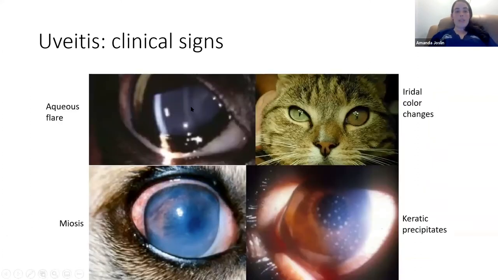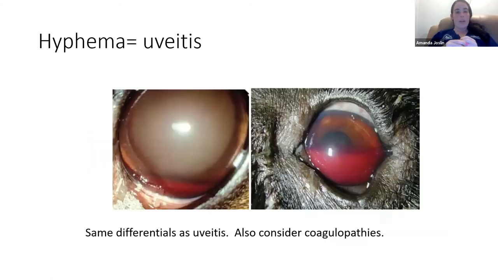So just some pictures of the different things you're looking for with uveitis. You have aqueous flare, just a hazy kind of appearance looking through the eye, irritable color changes, rubeosis iridis, which is increased vascularization of the iris, a miotic or small pupil, and then keratic precipitates, or proteinaceous material that adheres to the corneal endothelium inside the eye. The big thing with keratic precipitates is they typically never go away, so it's not necessarily showing you acute signs if the eye is otherwise comfortable, but typically you're seeing it during a flare-up.